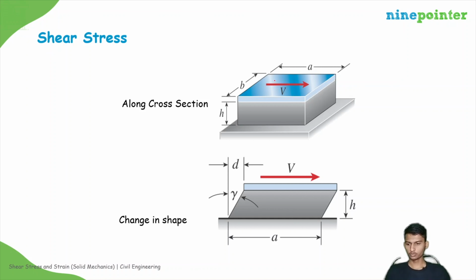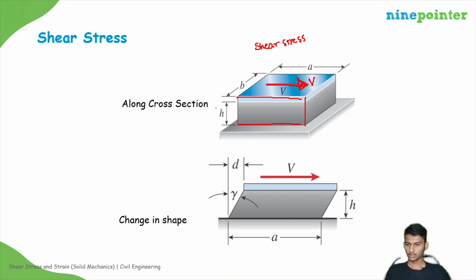So suppose you take this block, and you are applying shear force V along the cross section. It will create shear stress and it will create some deformations. That deformation can be expressed in terms of shear strain. Because of the shear stress, there will be a change in shape.